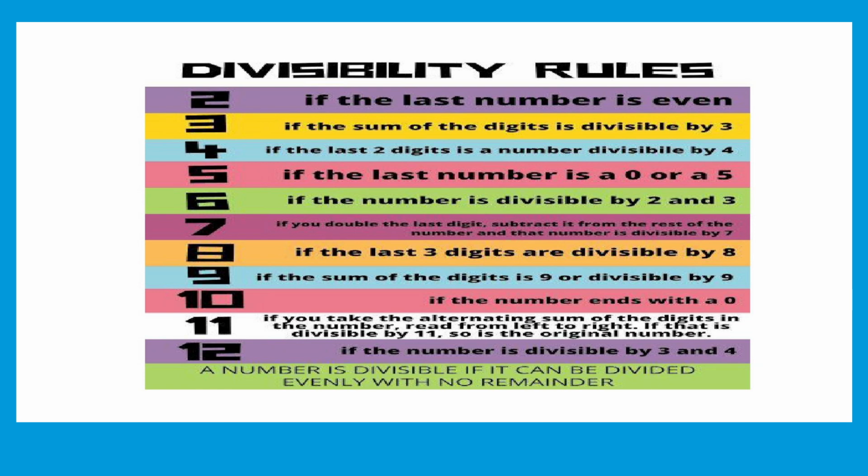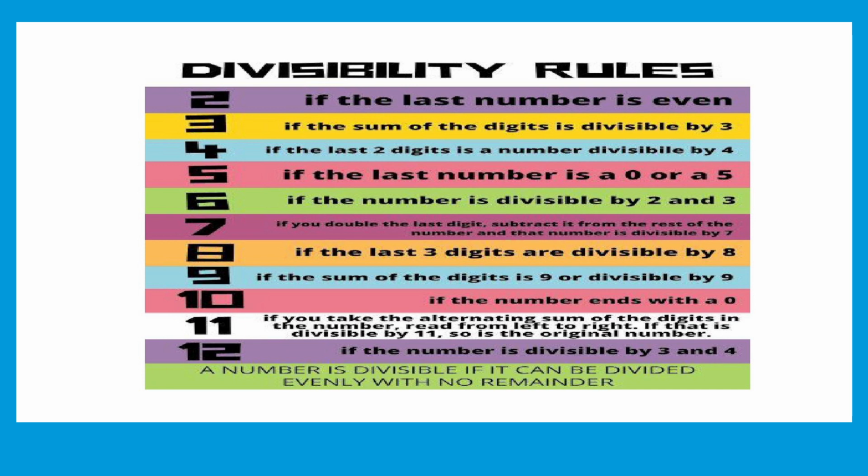If the last digit is 0 or 5, the number is divisible by 5. If the number is divisible by both 2 and 3, we say it is divisible by 6. If the double of the last digit subtracted from the rest of the number gives a number divisible by 7, we say it is divisible by 7. And if the last three digits are divisible by 8, then the number is divisible by 8.